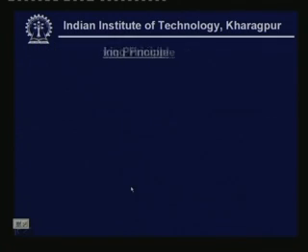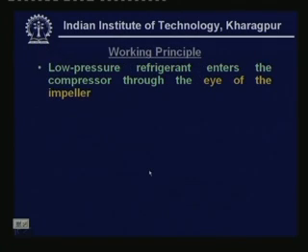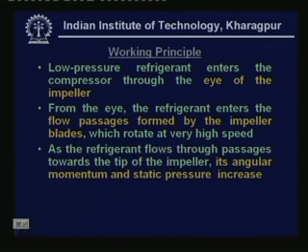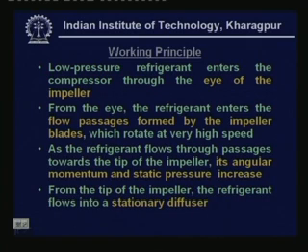Now let me explain the working principle. Low pressure refrigerant enters the compressor through the eye of the impeller. Eye of the impeller is nothing but the inlet of the impeller. From the eye, the refrigerant enters the flow passages formed by the impeller blades, which rotate at very high speed. That means the impeller will be rotating at very high speed. As the refrigerant flows through the passages towards the tip of the impeller, its angular momentum and static pressure increase. From the tip of the impeller, the refrigerant flows into a stationary diffuser.